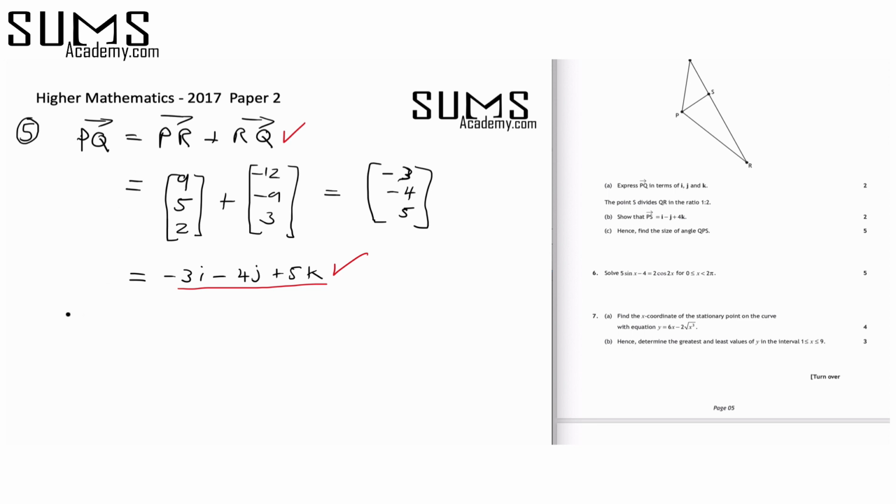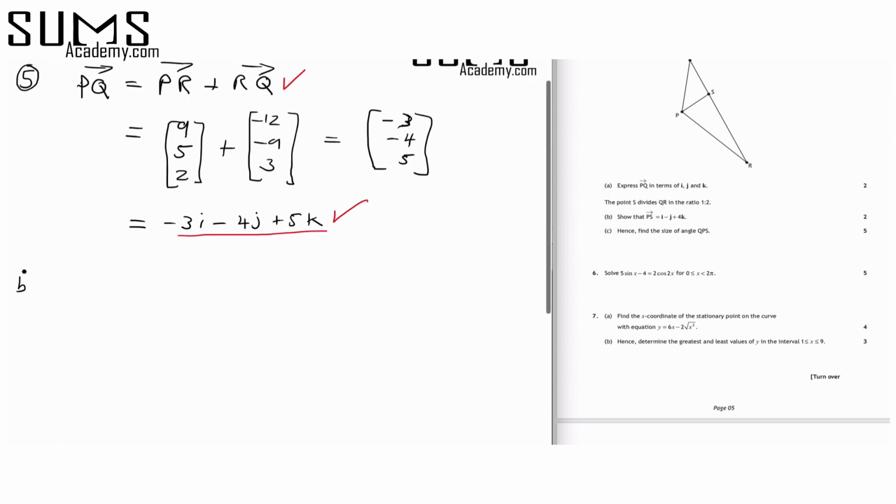Okay, so part B. Show that PS is equal to i minus j plus 4k. And we're also told that the point S divides QR in the ratio of 1 to 2. So that's the important part that I didn't say at the beginning. So this basically means that this is a ratio of this. So this is a total of 3 parts, and that is 1/3 of it, and that is 2/3 of it.